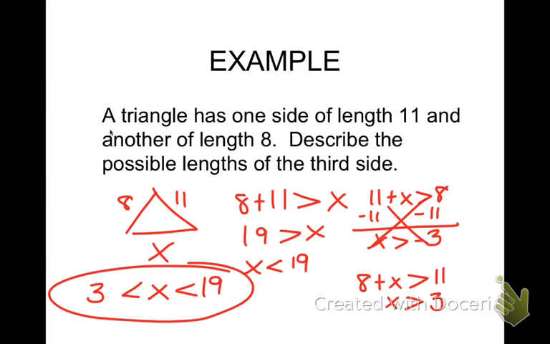Now, the easiest way to get to this without doing all of this jazz over here, here's the shortcut. Are you ready for it? How do I get 3 from 8 and 11? I subtract the two given lengths. How do I get 19 out of an 8 and 11?